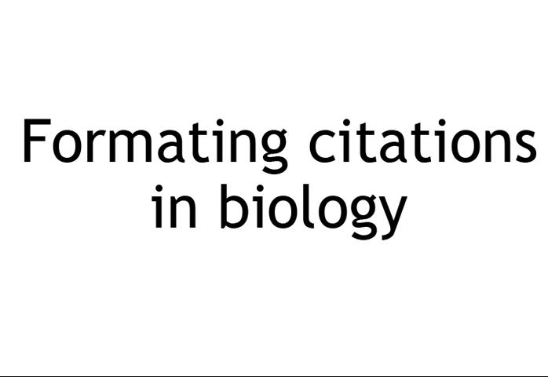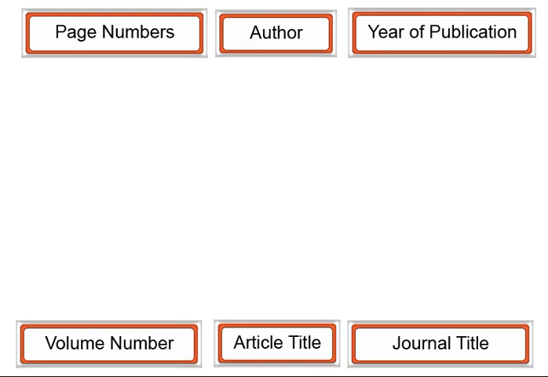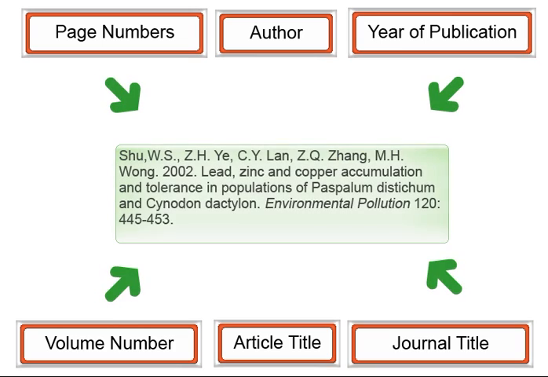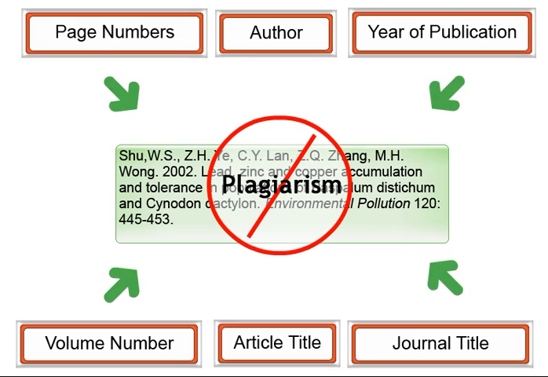Formatting citations in biology. Information from a journal article is pulled together in a standard format to form a citation. You create a citation to give intellectual credit to the author's work you are using in your paper.